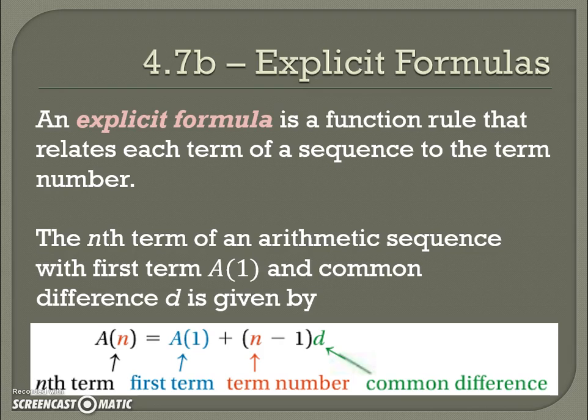This is incredibly important. An explicit formula is a function rule that relates each term of a sequence to the term number. Okay, so we did recursive formulas, and that related a sequence to the preceding term and the term that was before. An explicit formula is the term number itself. So the nth term of an arithmetic sequence with first term A1 and a common difference D is given by this. All right, so this is what you need to have copied into your notebooks. This is very, very important. This is going to tell you exactly how to write in these different explicit formulas.